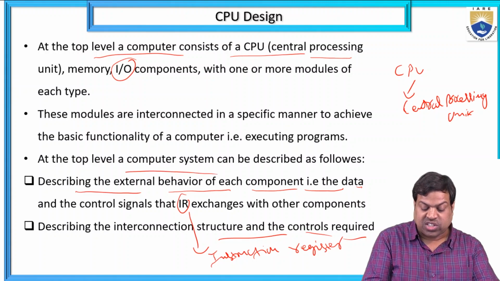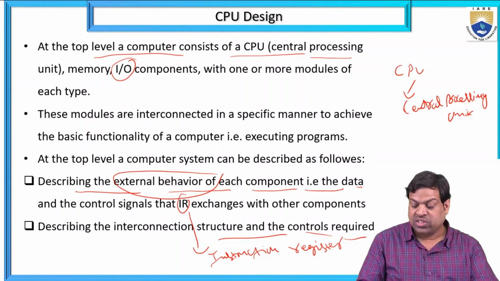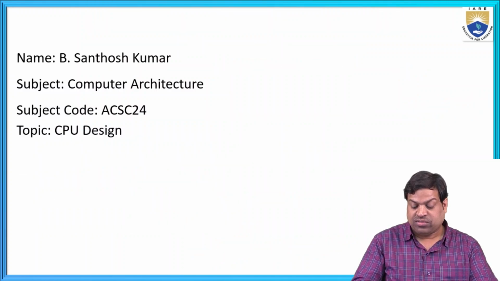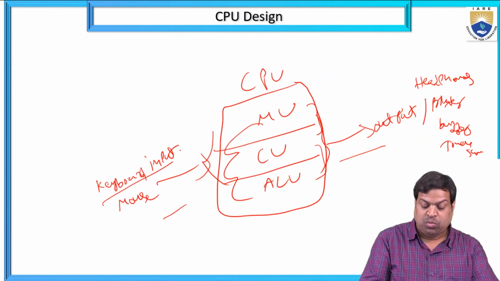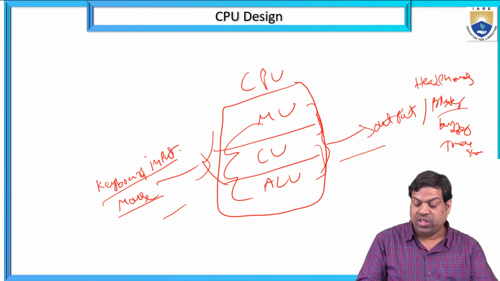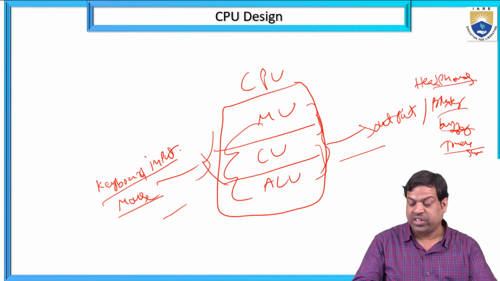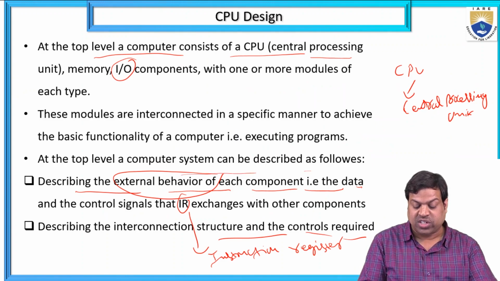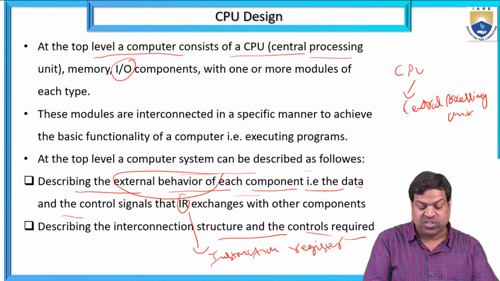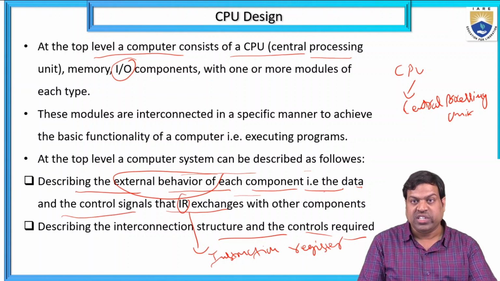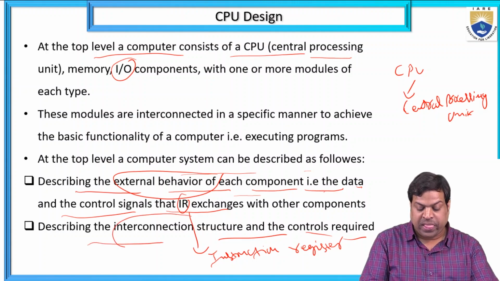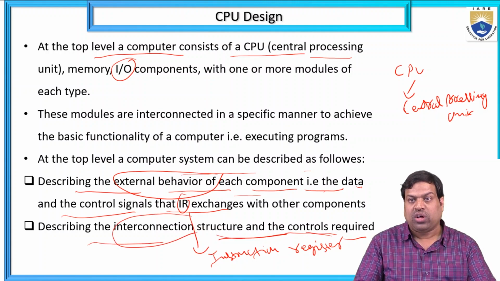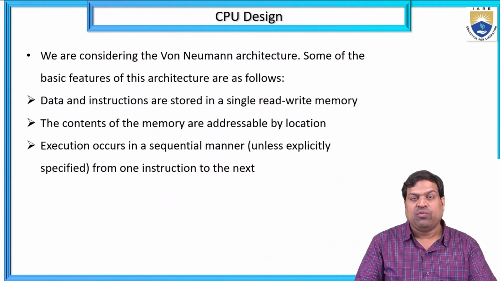So what is the external behavior of the components? If I am taking the keyboard, printer, mouse or any buzzer or headphones, earphones like this, what are the interconnections and what is the external behavior of a component, that is data and control signals of the instruction register exchanged with other components, and the interconnection structure and the controls that are required. So we are considering the von Neumann architecture.